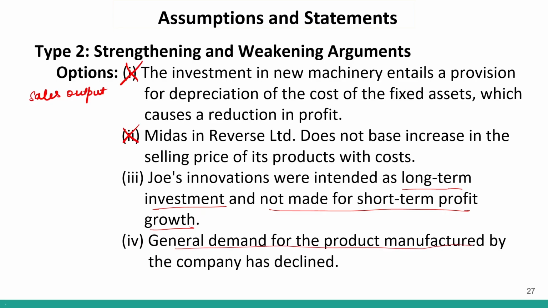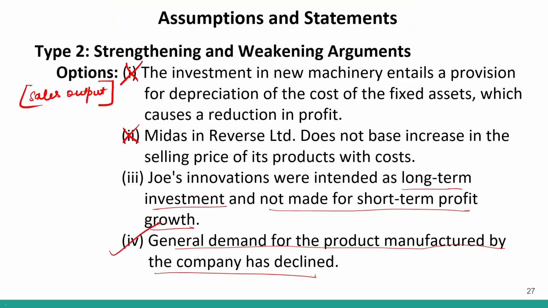General demand for the product manufactured by the company has declined. So we are talking about sales output, whether it is Joe's fault or not. If the demand of the product has gone down, will the sales output be affected? Definitely. If there is no demand in the market altogether, whether Joe has provided certain innovations or not, that is secondary. Your product will not sell. There should be demand in the market.